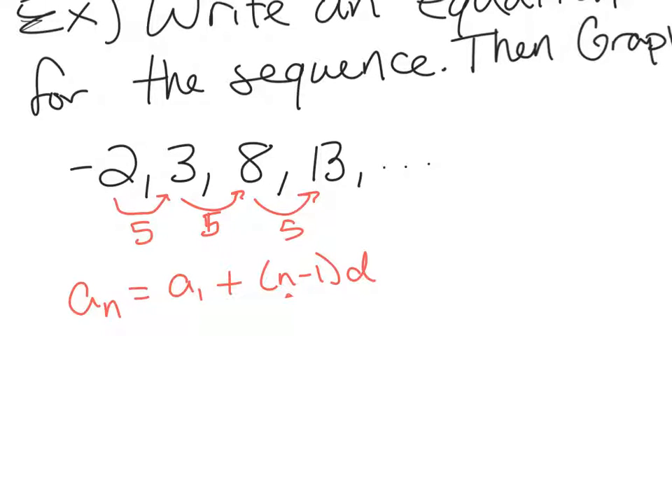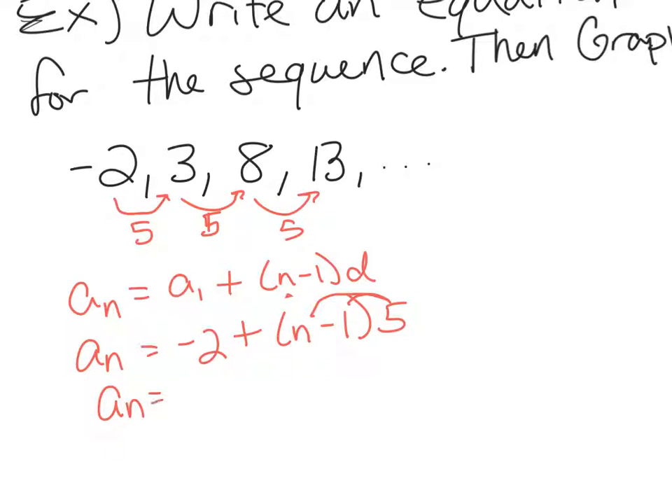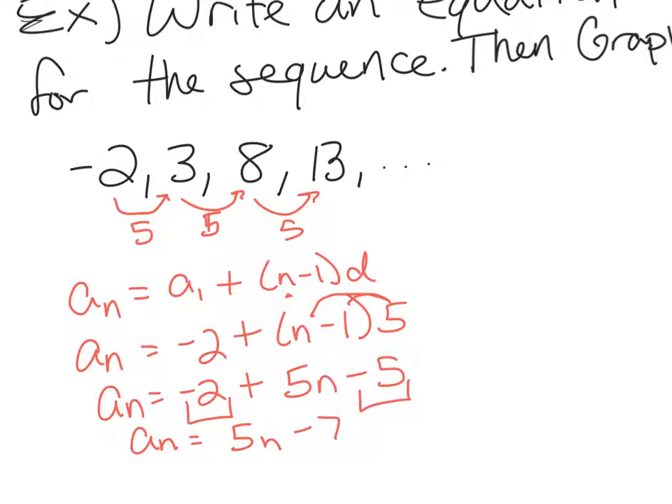Okay, so with this specific example, erase this and we'll plug and chug. So my nth term equals my first term, which is -2, plus my n is basically my variable, and then my common difference is 5. I want to write it as a linear equation, so I'm going to distribute. And we have the nth term equals -2 plus 5n minus 5. I can combine like terms. -2, -5, so my equation a sub n equals 5n minus 7.